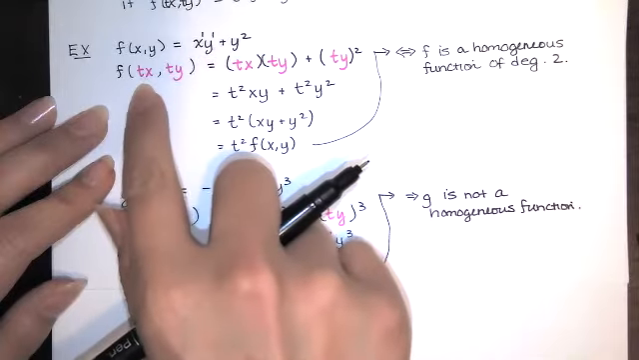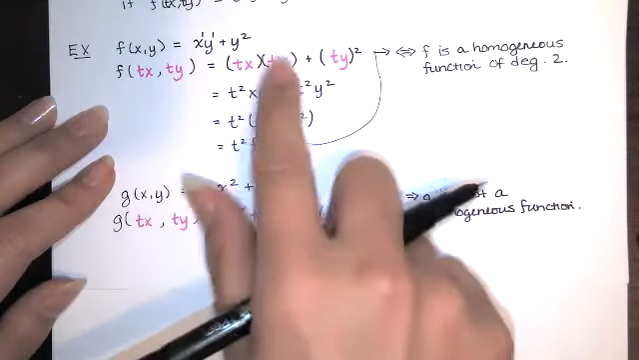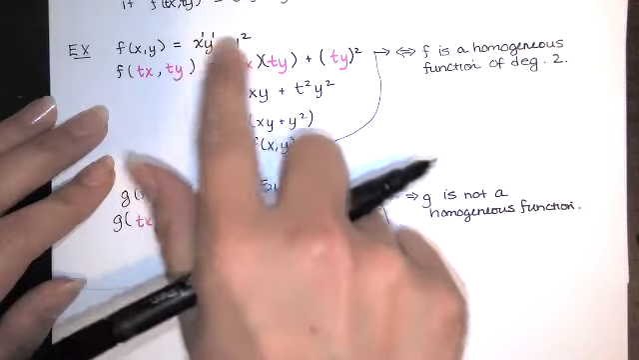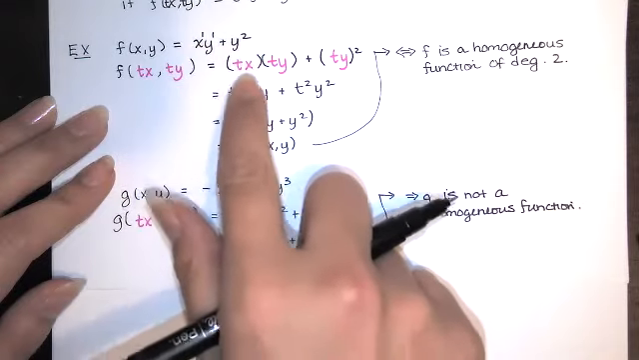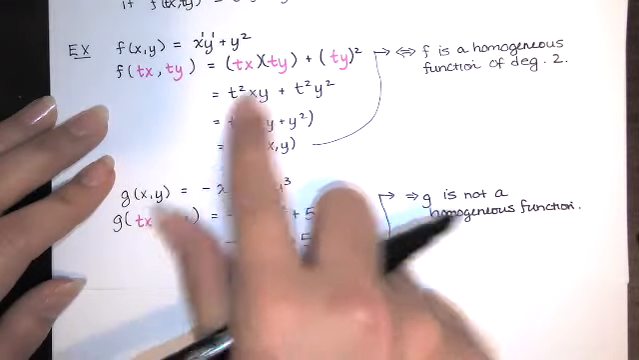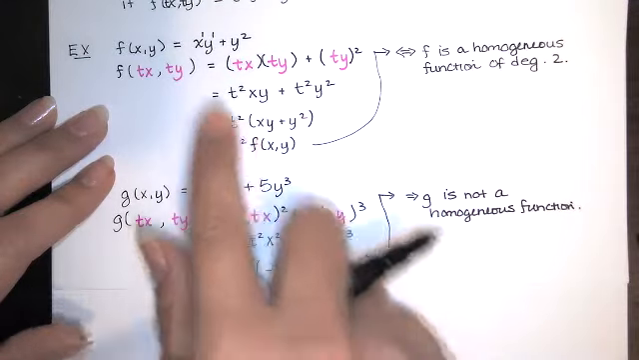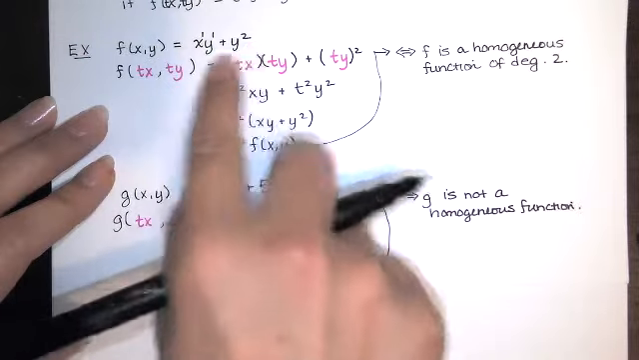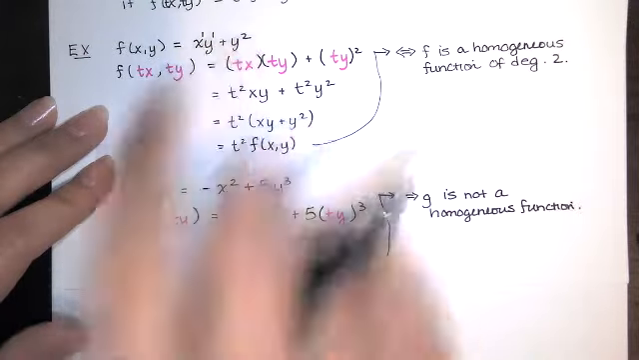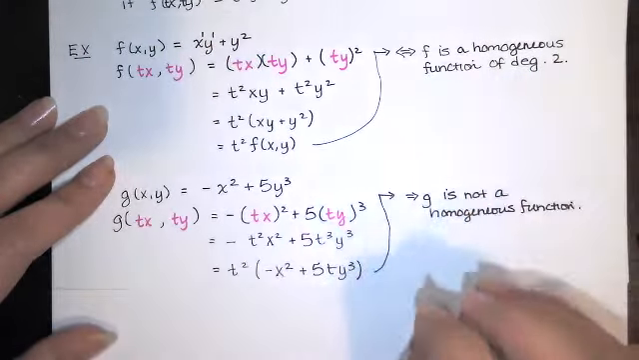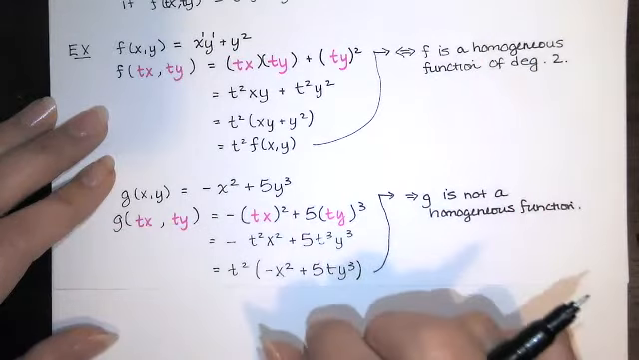So when I replace the x with tx and the y with ty, because this had degree 2 and this had degree 2, I'll end up with 2 t's from that and 2 t's from that, and I'm able to factor out the t squared. So since this was a polynomial of degree 2, where every single term was degree 2, this turned out to be a homogeneous function of degree 2.